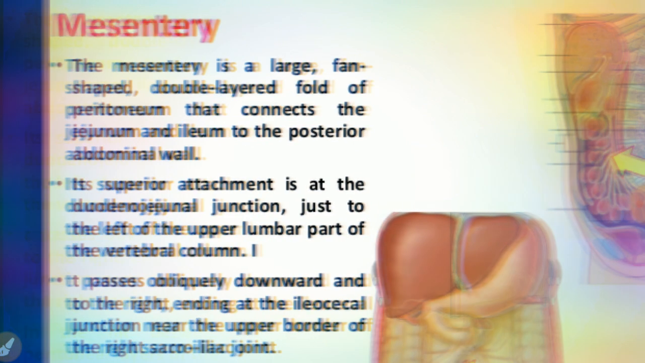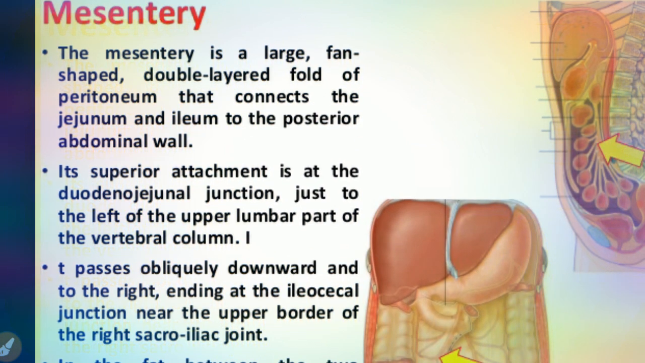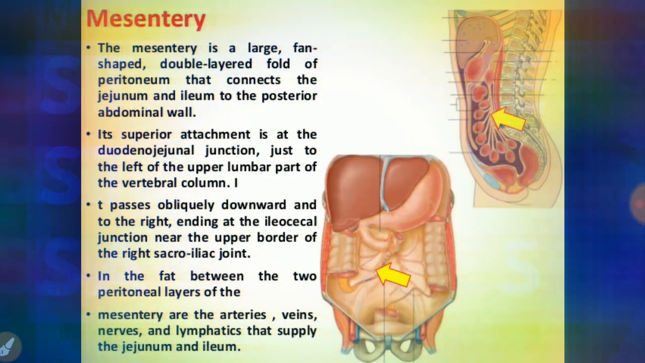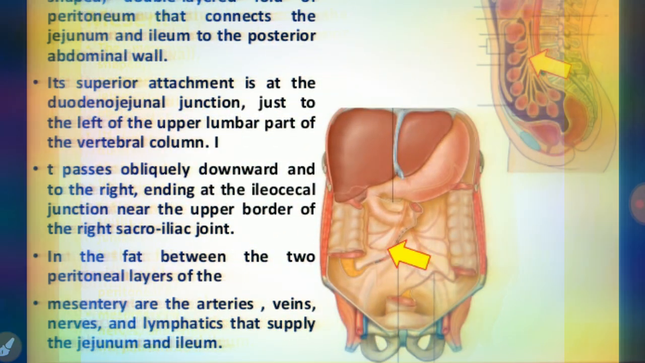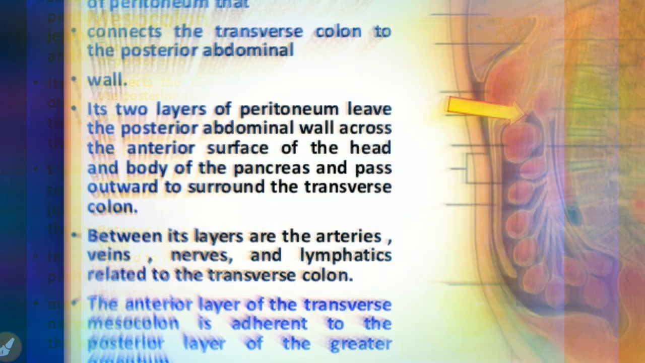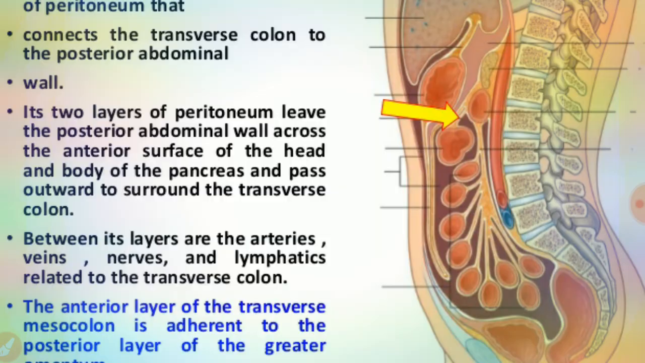Here the mesentery, we have seen in the first topic, is the same mesentery. The arteries and veins, the double layer structure will be present over the mesentery. So these are the five peritoneal folds we have seen.